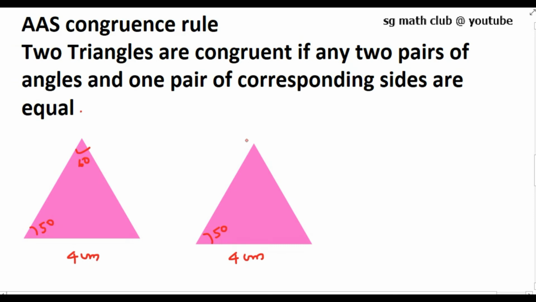We can say this AAS or SAA congruence rule. Both are same. Two angles and one side should be equal. Then we can say that the two triangles are congruent and the side need not be included side. But when you take SAS, the angle should be included between the equal sides. So three criteria we have seen to test whether the triangles are congruent or not.